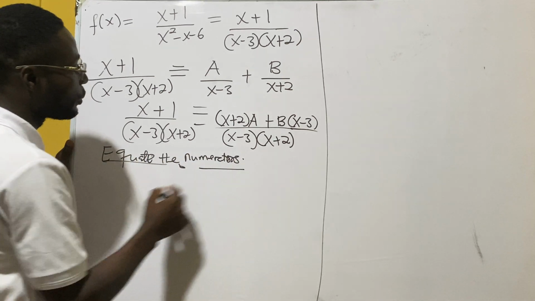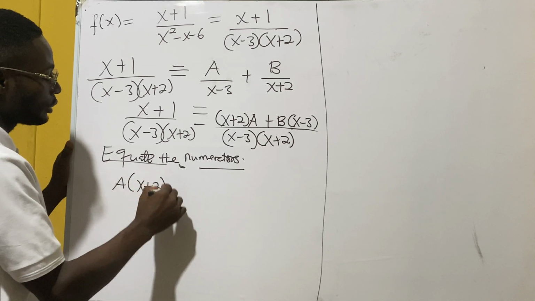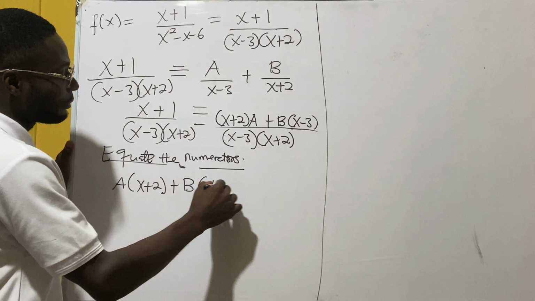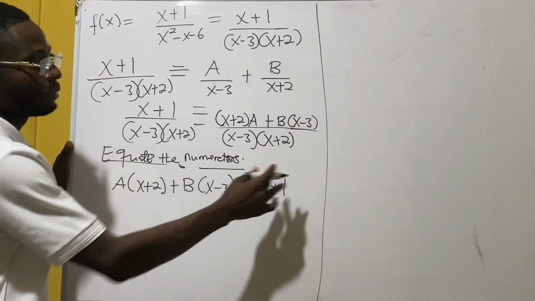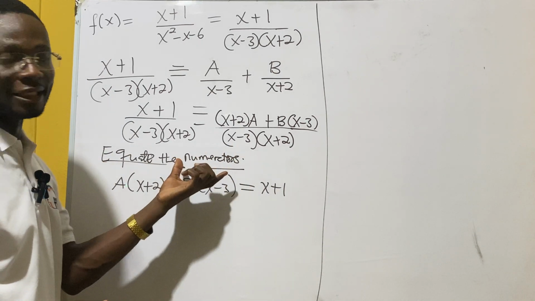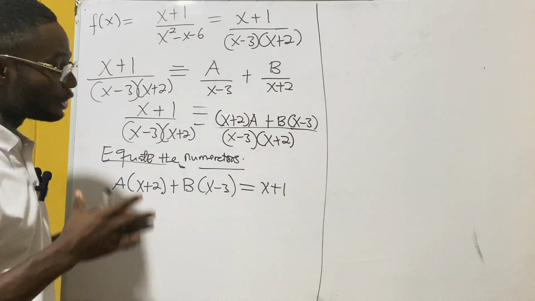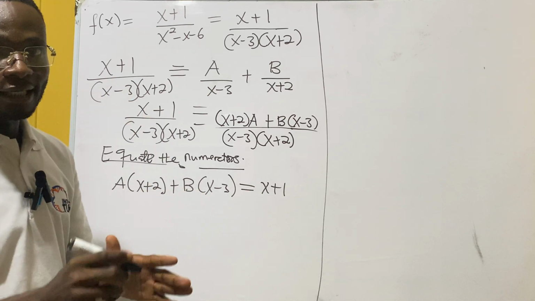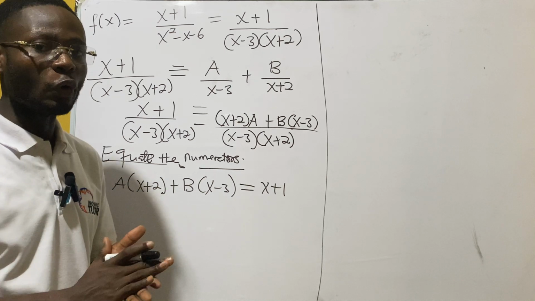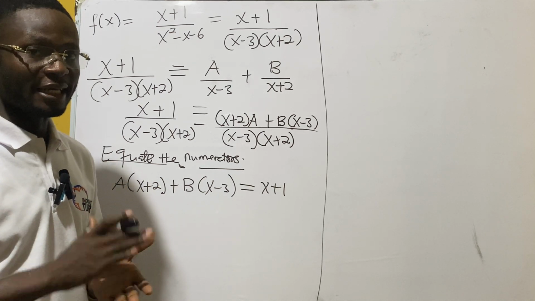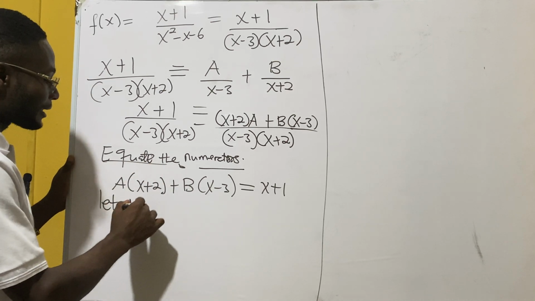Okay, so we equate the numerators, then we are going to have A into x plus 2 plus B into x minus 3. That should be giving us x plus 1, right? Because we are saying that the denominators are the same, so we should equate the numerators, meaning that we should put an equal sign between the left hand side and the right hand side. Okay, now we are interested in finding the values of the unknown variables A and B. So from here, we say let x equals what?